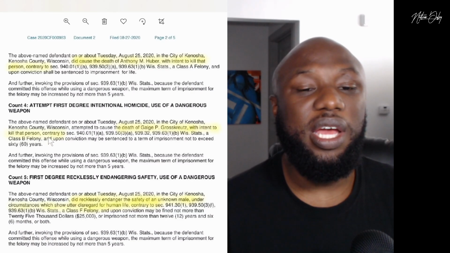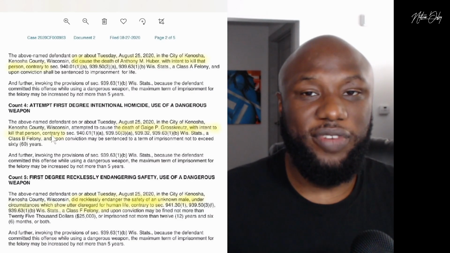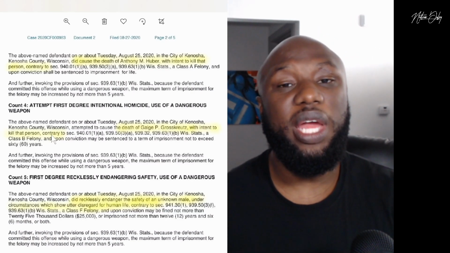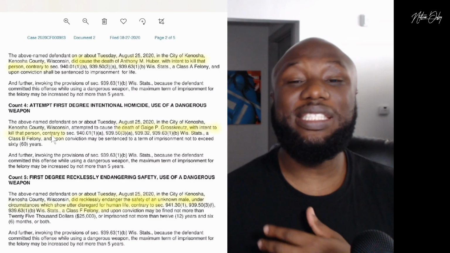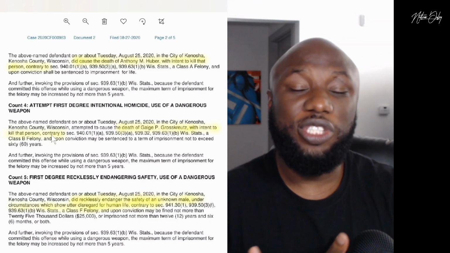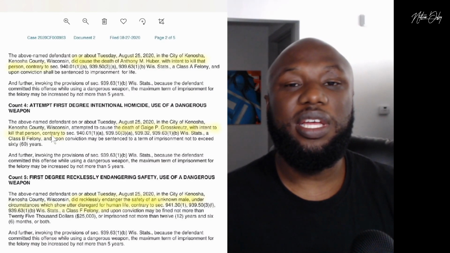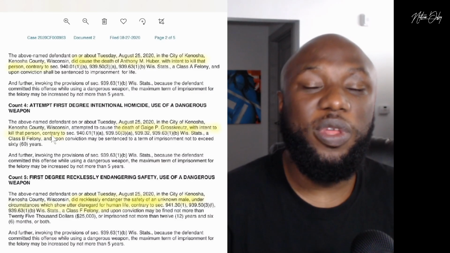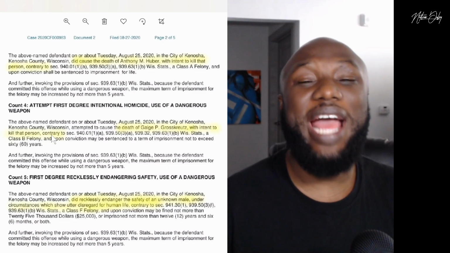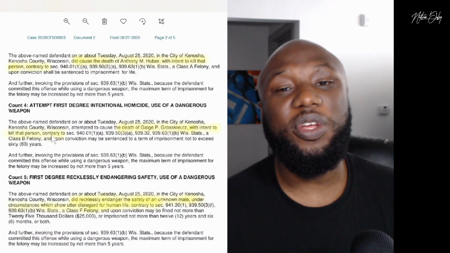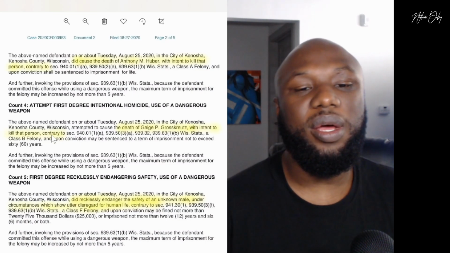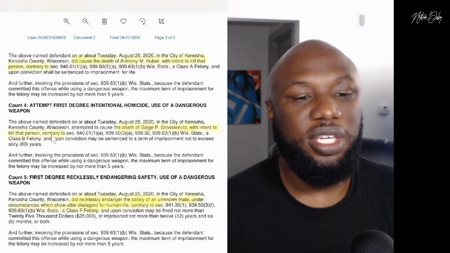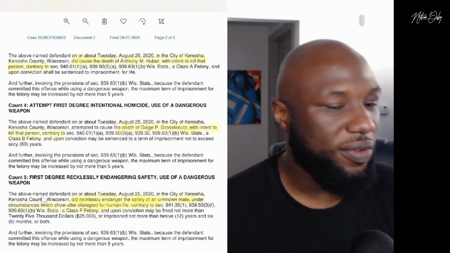Another intent charge. This is the victim slash suspect who had the gun and was actually shot in the bicep during the incident. He approached Kyle with the gun out right after Kyle had shot Anthony, who had the skateboard. So that's Gage. So let's go down to count five.